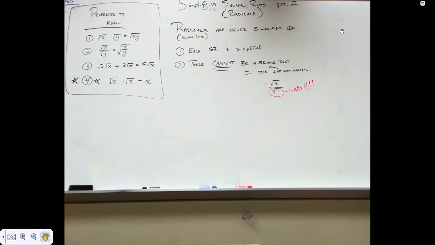Number 3 is just a representative form of saying that. Why do you think I could add the 2 and the 3 there on number 3? Does anybody have an idea? Because they're like terms. Why do you think they are like terms? What jumps out at you? What did I do?